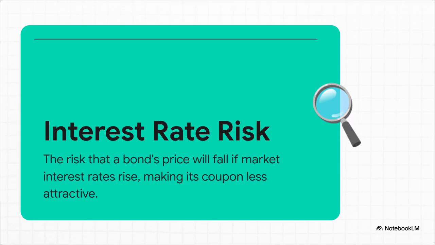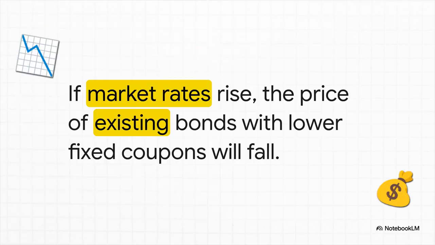Now for the big one, probably the most important risk in the bond world, interest rate risk. Just imagine you own a bond that pays you a 6% coupon. Then, the central bank raises interest rates, and all the new bonds being issued are now paying 8%. Well, all of a sudden, your 6% bond looks a lot less attractive, doesn't it? And because of that, its price, its value on the open market, is going to fall. So the crucial takeaway here, and you've got to remember this, is a simple inverse relationship. When market interest rates go up, the prices of existing bonds go down. And of course, the opposite is true too. This is one of the most fundamental concepts in all of fixed income investing.